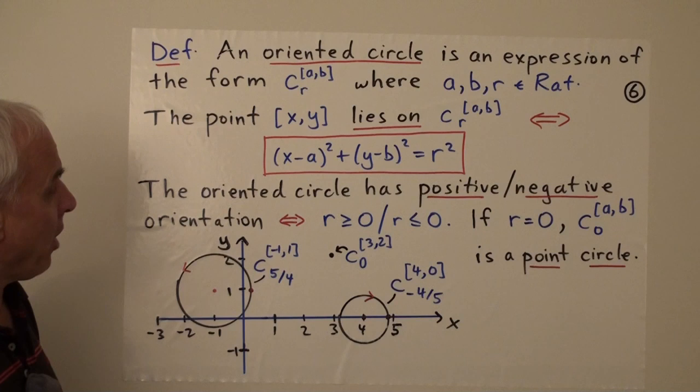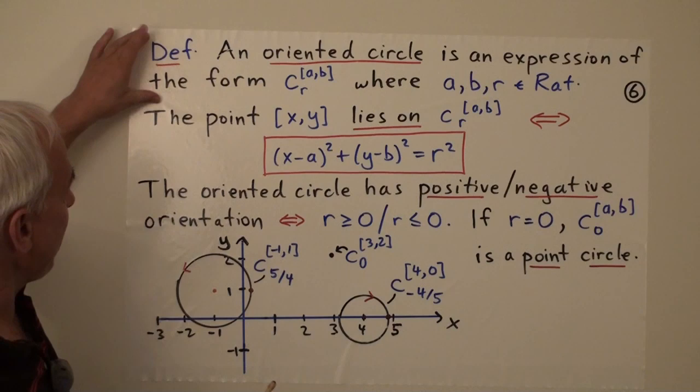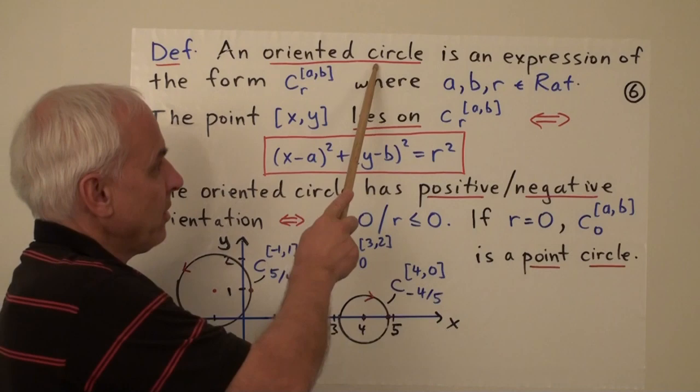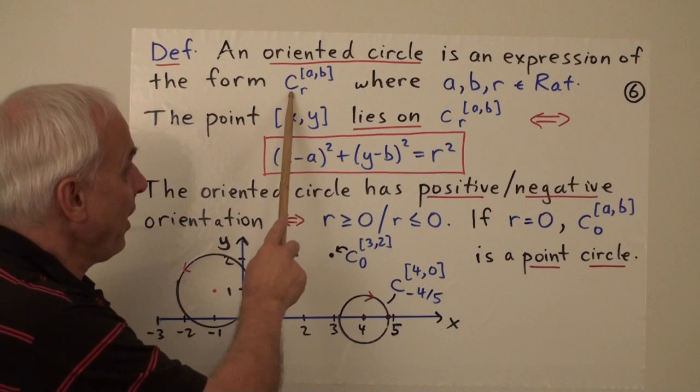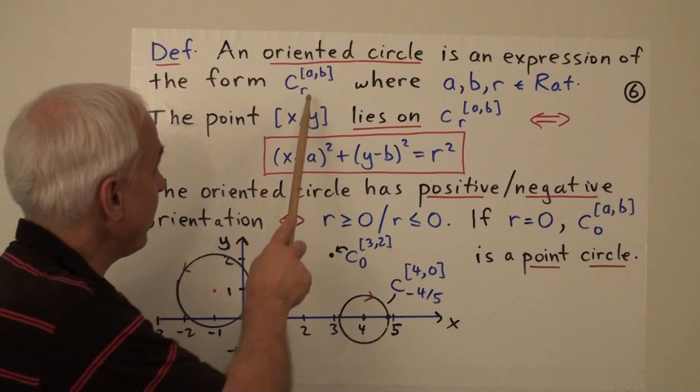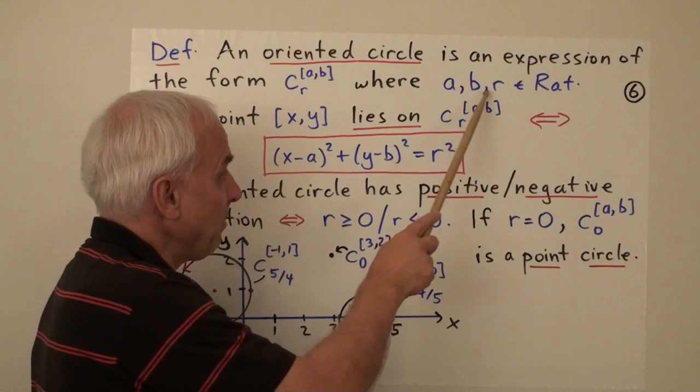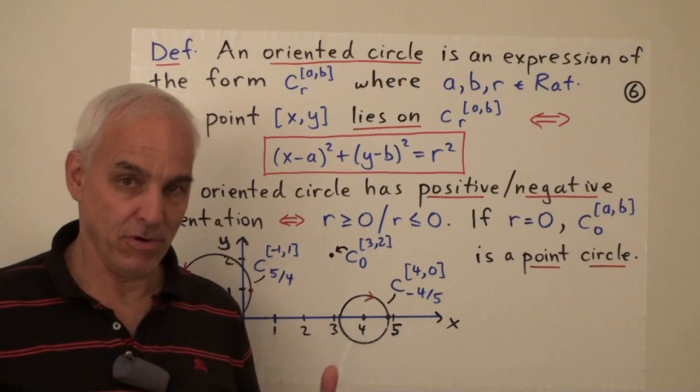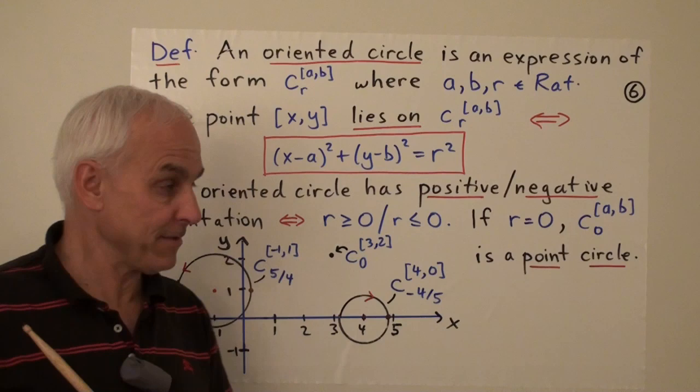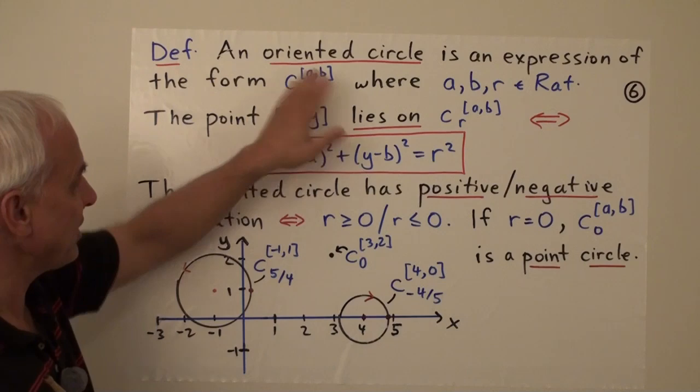So how do we get at this idea of an oriented circle? Well, we're going to define it this way, which is maybe a little bit unusual. An oriented circle is an expression of the form little c, with superscript the point (a, b), and subscript the number r, where all these three numbers, a, b, and r, are rational numbers. That's our preferred domain of numbers, because we don't really believe in real numbers very much, except in an approximate setting.